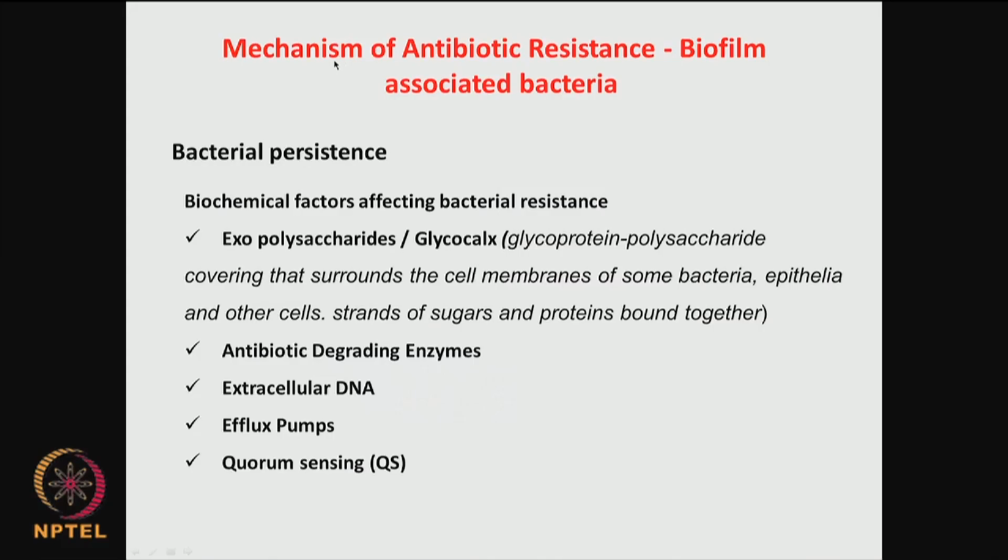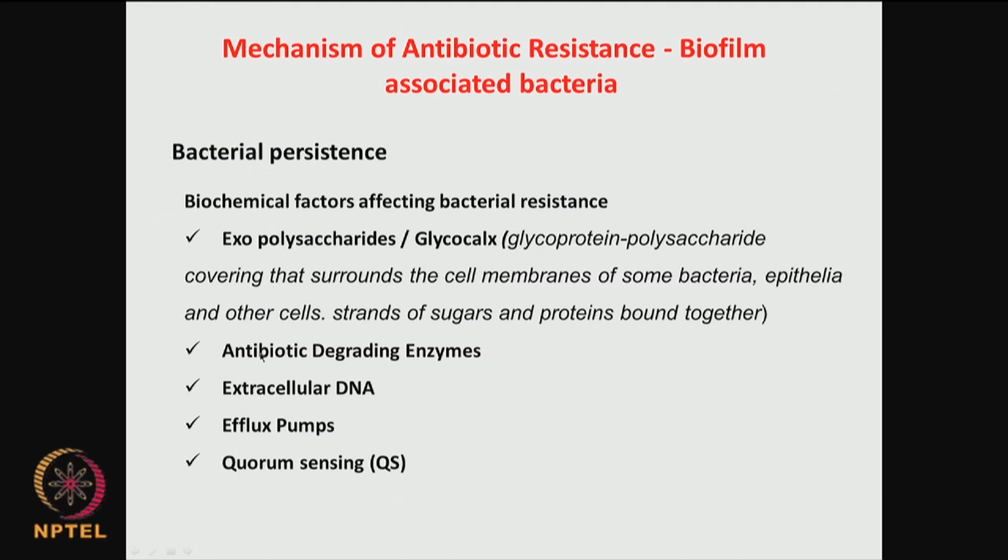So, why do they get antibiotic resistance? This is called biofilm associated antibiotic resistance. There are many factors which lead them to have bacterial resistance. For example, the presence of exopolysaccharides and glycocalyx. This glycocalyx is a glycoprotein polysaccharide covering that surrounds the cell membranes of some bacteria, and even cells. It is strands of sugars and proteins bound together. So, it prevents the diffusion of the antibiotics.